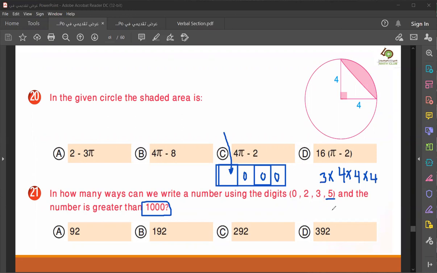Then you multiply 3 times 4 times 4 times 4. The answer is what? The answer is B. You know now how I wrote 3 here. Why put 3? Do you understand? Because 0, I can't use it in the left side of the number. I can't put it in the thousands position.